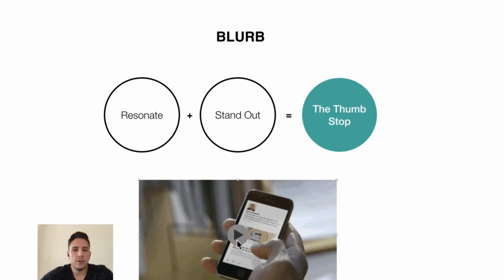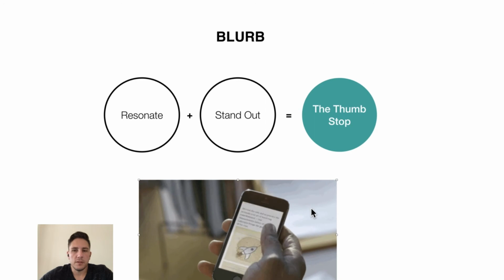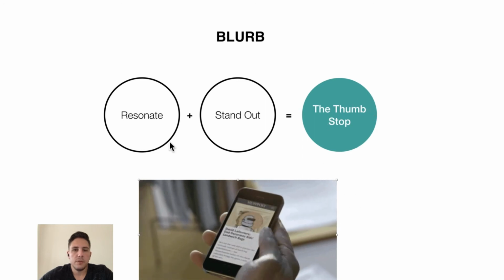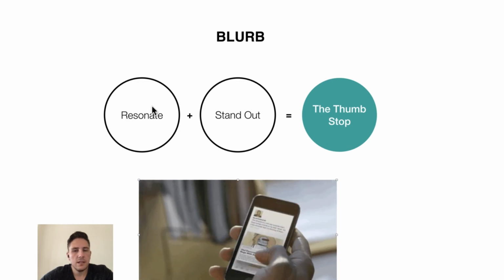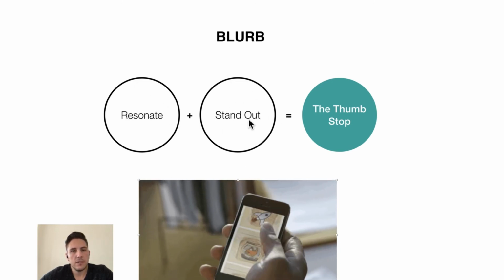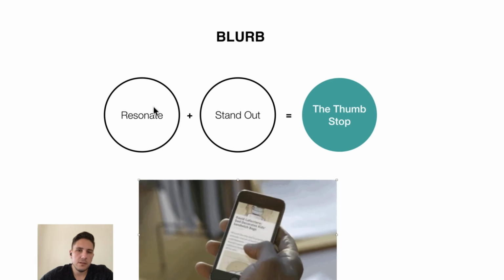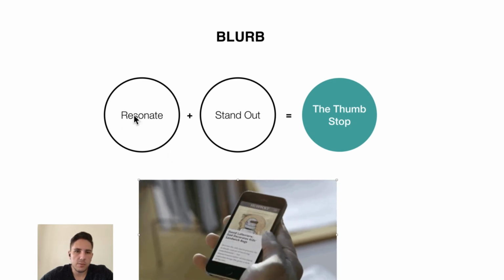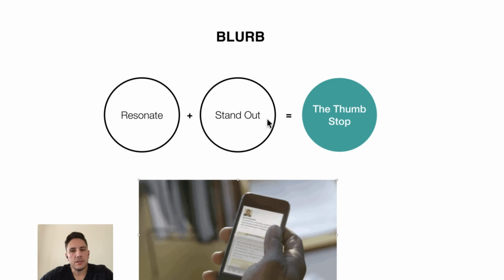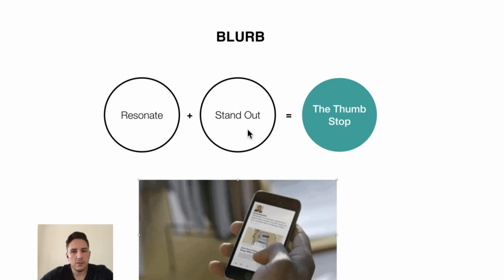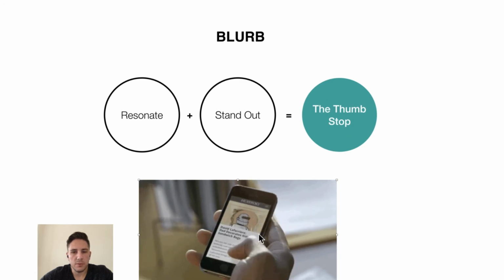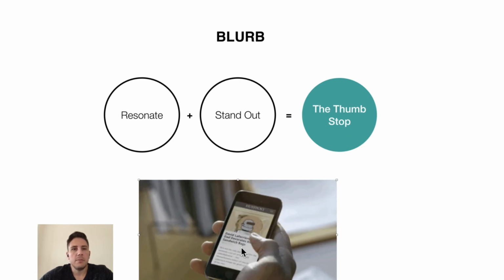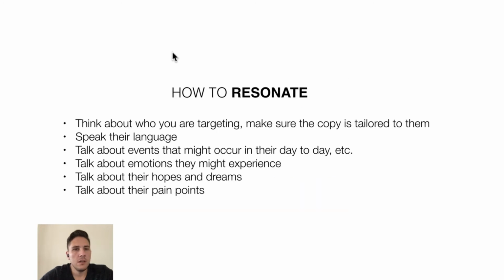All right, so the blurb is, I'm going to talk about the thumb scroll. The blurb needs to resonate with whomever is on the other side, okay, and it needs to stand out. So if you're targeting a business owner, whatever you're writing needs to resonate with that business owner, and it needs to stand out in order to draw their eyes to the text. That altogether will create the thumb stop, which will make this person stop scrolling with his thumb and pay attention to your ad. Right, let's talk about how to resonate with someone.